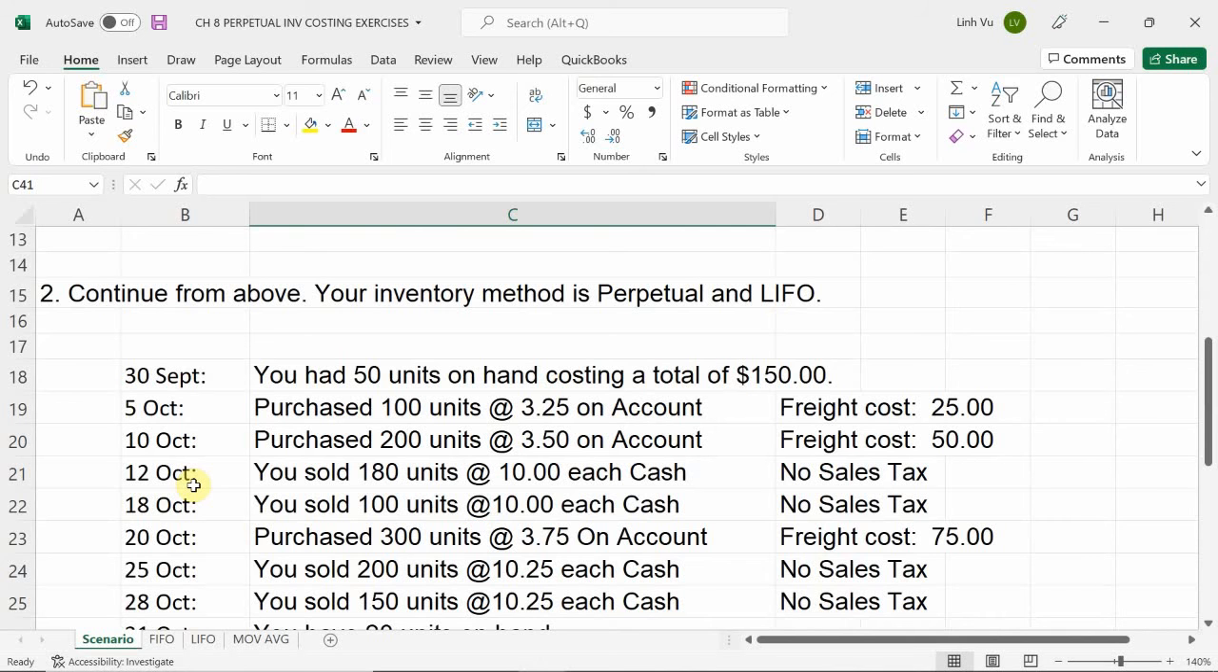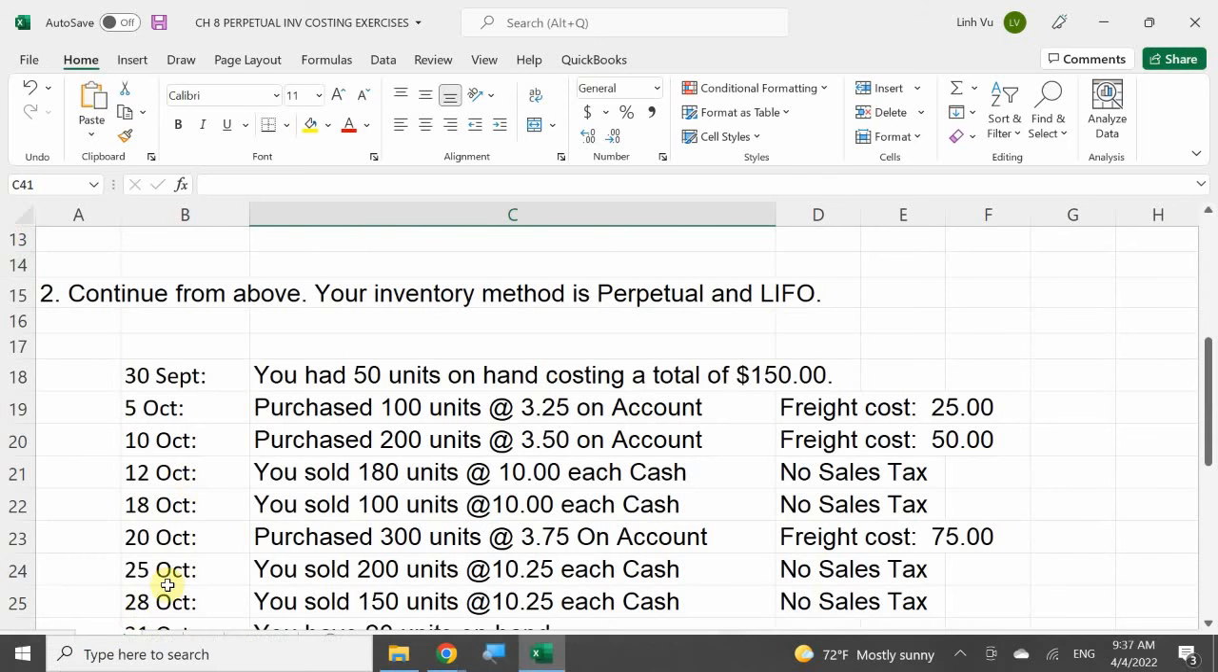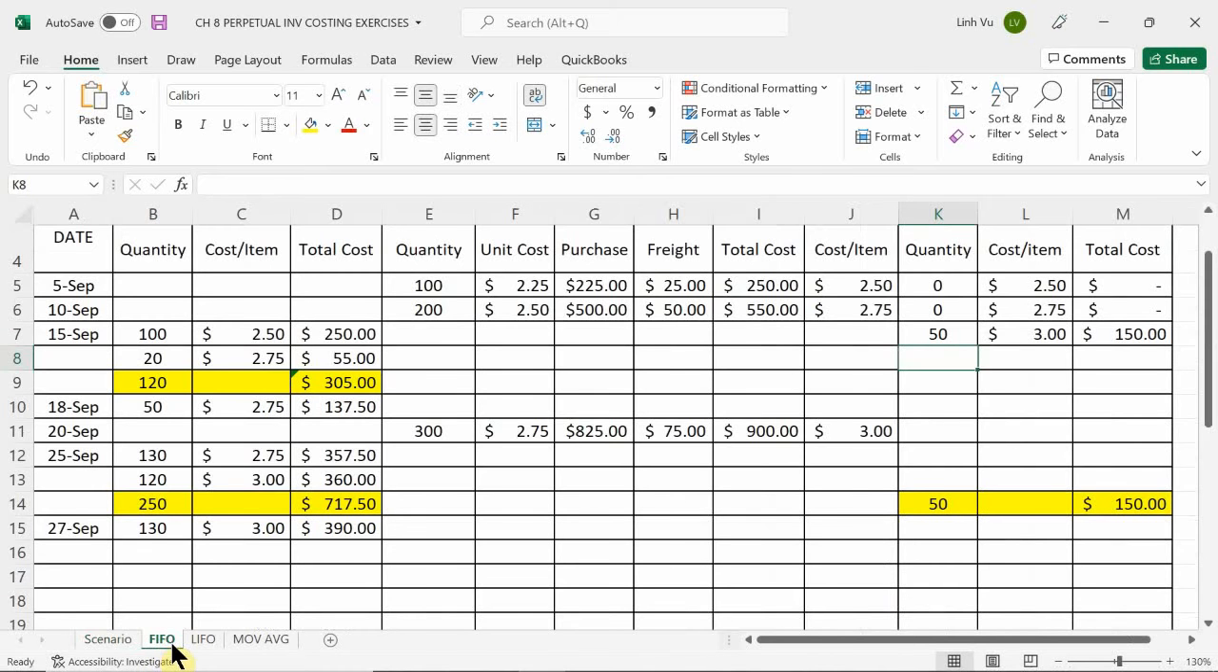So now it says question number two, continue from above. Your inventory method is perpetual, but this time it is LIFO, last in, first out. Since we're continuing on, we're just going to look at the scenario. On September 30th, you should have had a total of 50 units on hand, costing a grand total of $150, which was true. That's what we solved for in our first inventory worksheet.